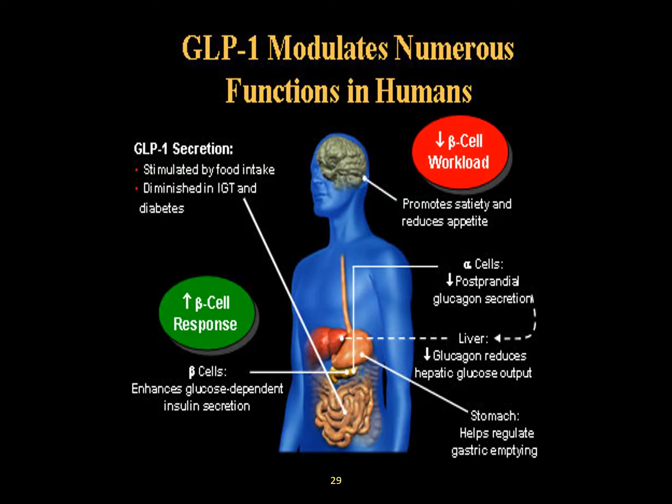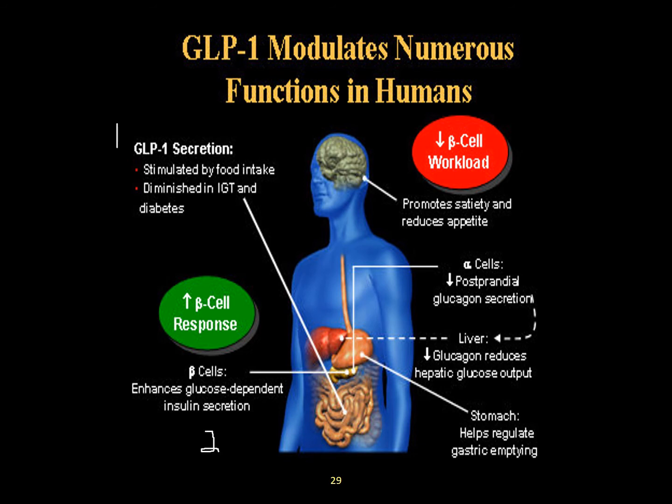Oh, here's a picture of all the things that GLP-1 does. So it shows you, let's do some labels. Label 1, GLP secretion. So like I said, stimulated by food intake, and you release it from the intestine. And it is diminished in impaired glucose tolerance and in diabetes. So most of us have it, but if you have diabetes, you have less of it. Once you eat and you release GLP-1, it does all of these other things.